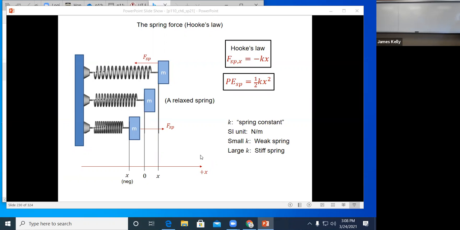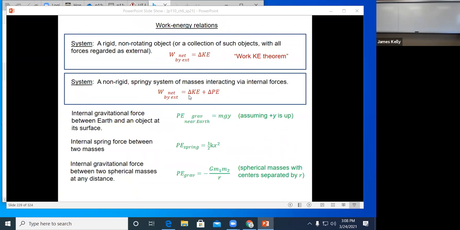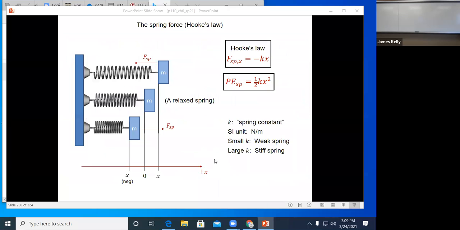For some reason, I had one in my PowerPoint slide here. And I thought it was a good time to just remind ourselves where we were. We had the second work-energy relation, where we're now only concerned with the net work done by only external forces, and that's equal to the change in kinetic energy plus the change in potential energy. And we have these 3 potential energy functions, and we're going to focus in on the spring potential energy.